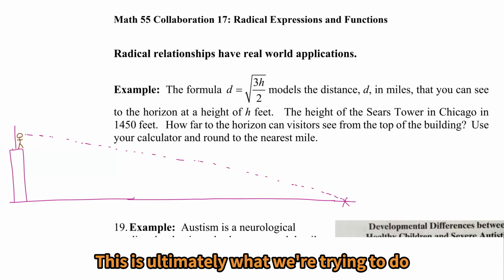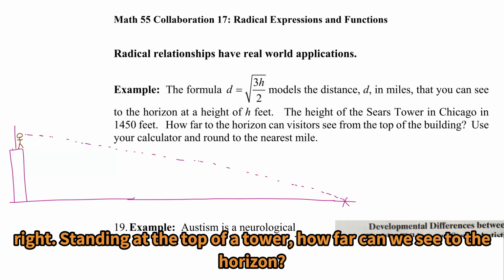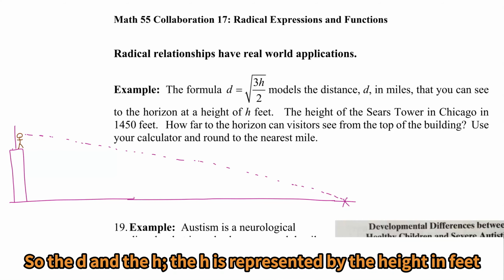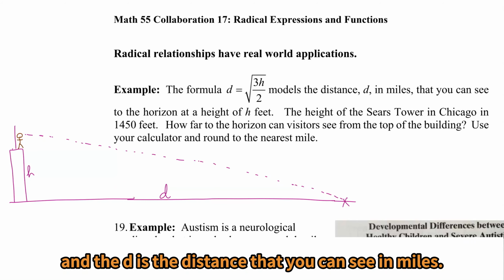This is ultimately what we're trying to do, right? Standing at the top of the tower, how far can we see to the horizon? So the h is represented by the height in feet, and the d is the distance that you can see in miles.